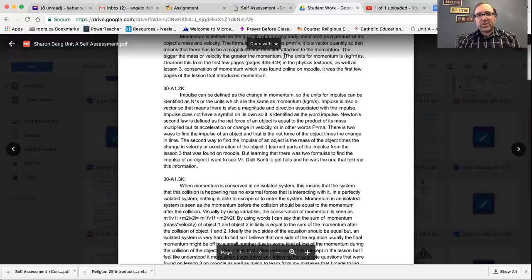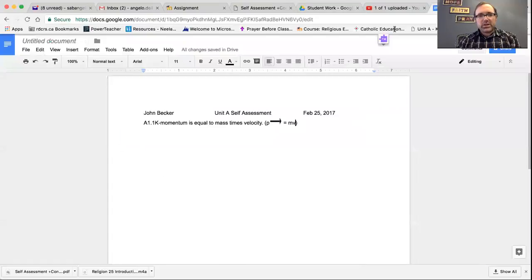So here's the next part, the evidence of that. This is where she learned that. She learned that from pages 448 and 449 of her physics textbook, as well as lesson 3, conservation of momentum, which was found online on Moodle. So that's your web lesson. It was the first few pages of the lesson that introduced momentum. So that's what I was looking for in each of her examples for the self-assessment.